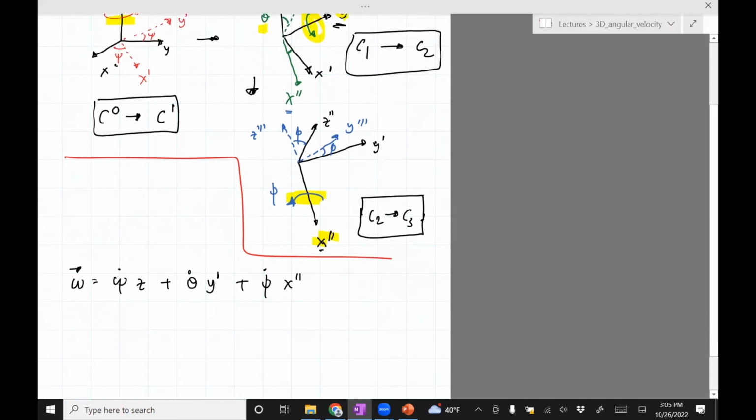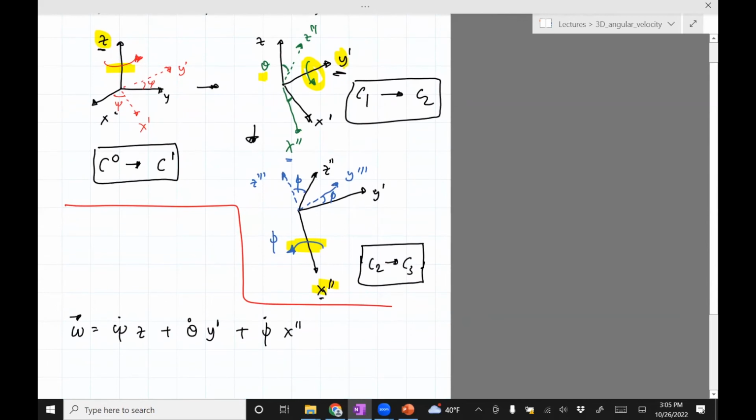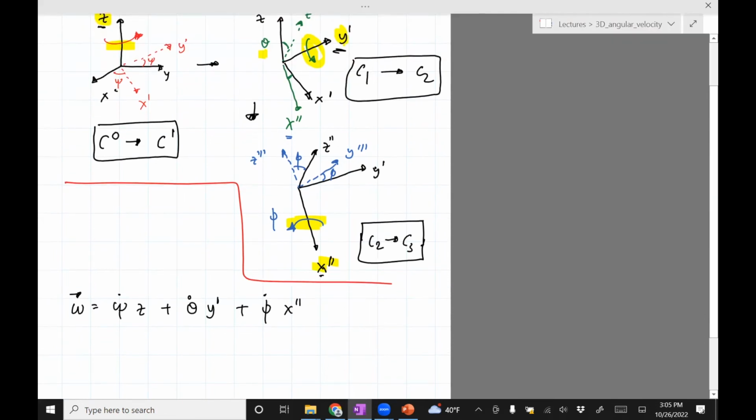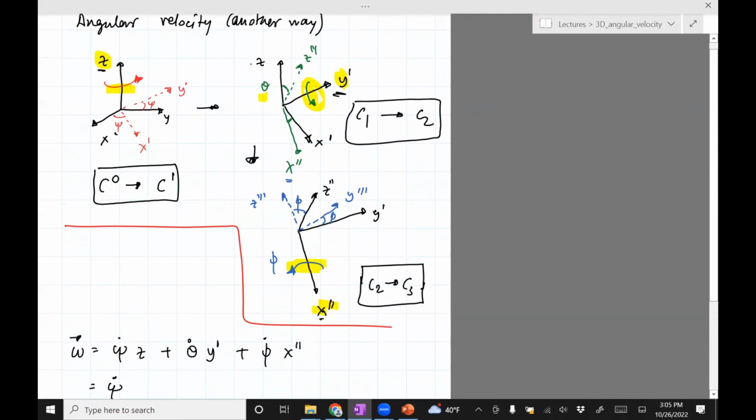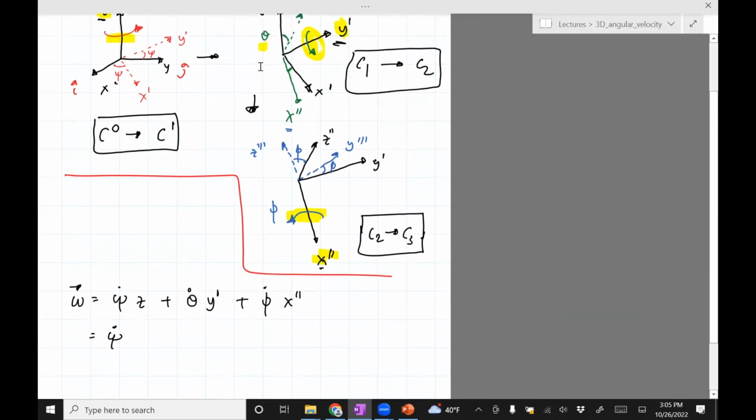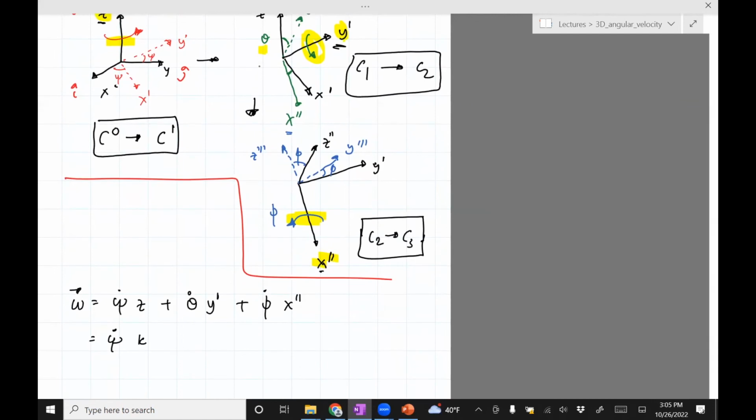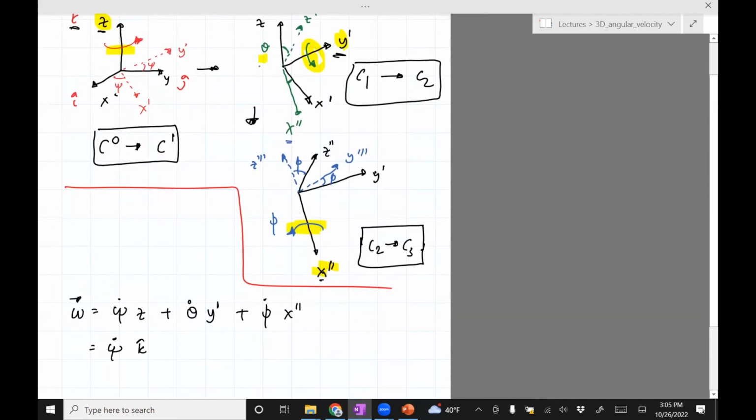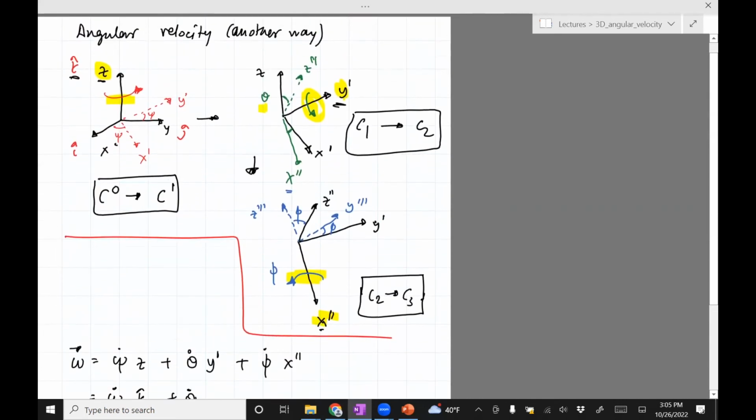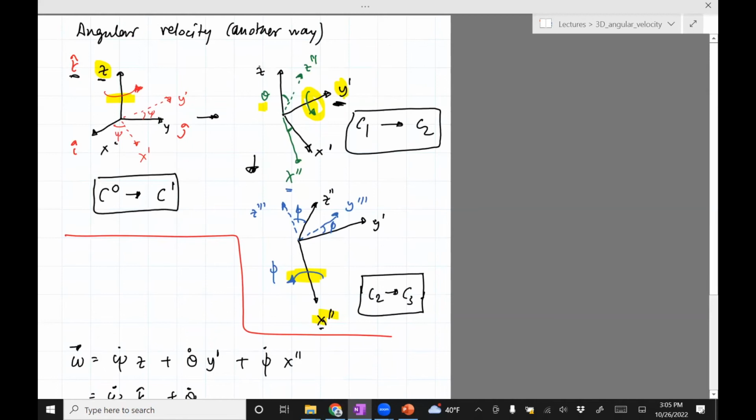Now all I need to do is relate how z, y prime, and x double prime are related to ijk, and I should be done. So z is, remember that this is also I, j, k, right? So the first one is clearly about k. The second one is plus theta dot about y prime.